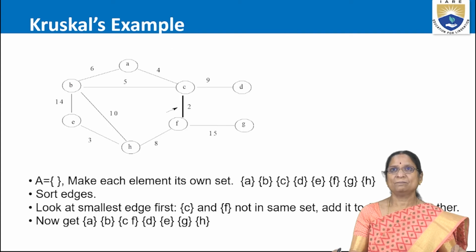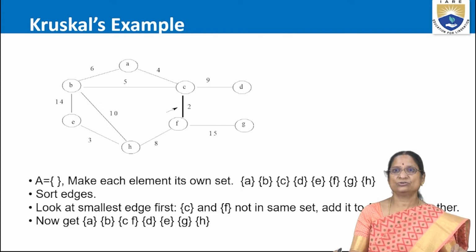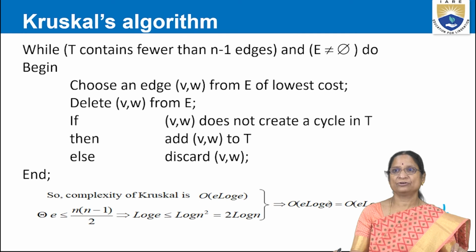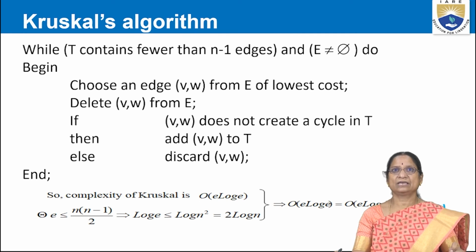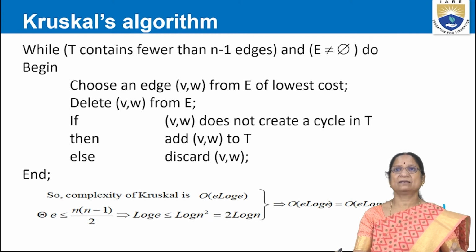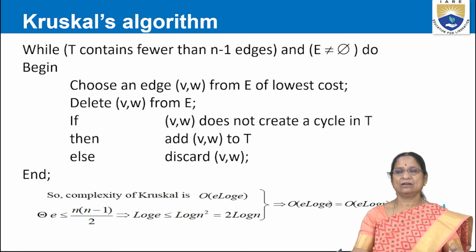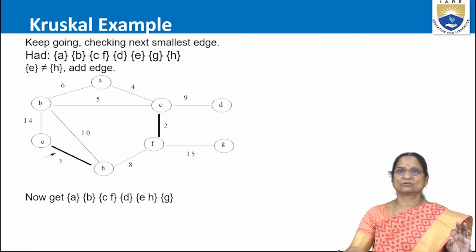So the time complexity related to this disjoint set algorithm is going to be E log E. Kruskal's algorithm can be considered as E log E in general. Otherwise, it can also be considered as E log V actually.